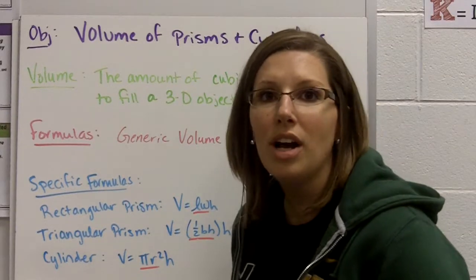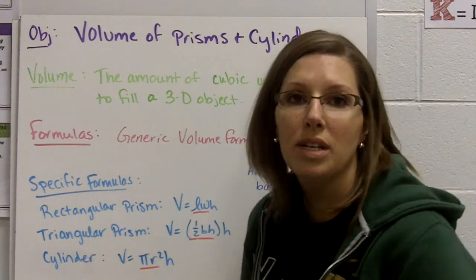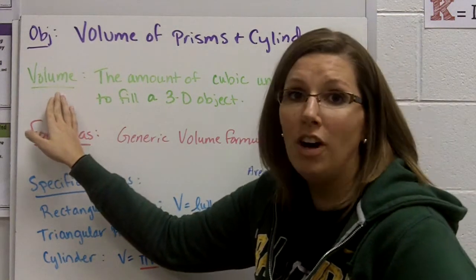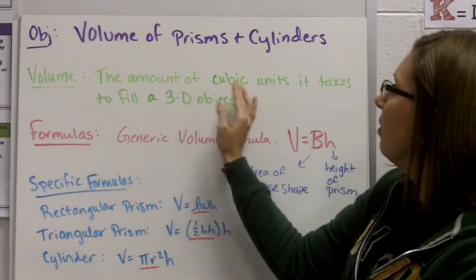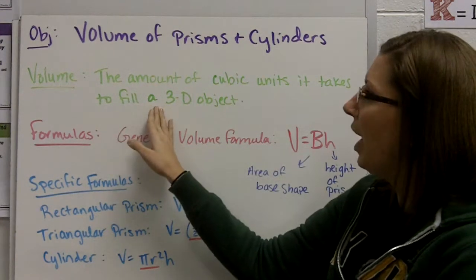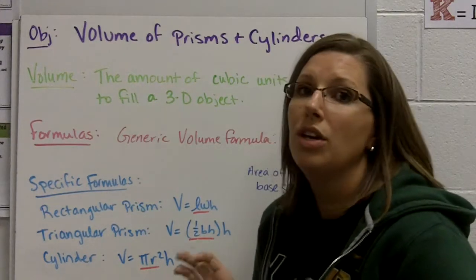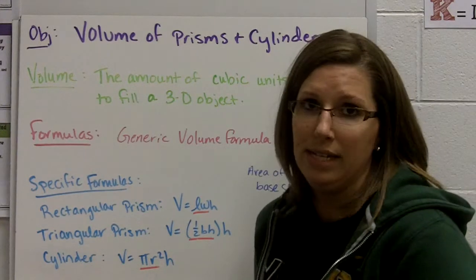Hey guys, today we're going to talk about finding the volume of prisms and cylinders. First thing we need to know is volume. Volume is the amount of cubic units it takes to fill up a 3D object. So the units we're going to use are always cubic units.